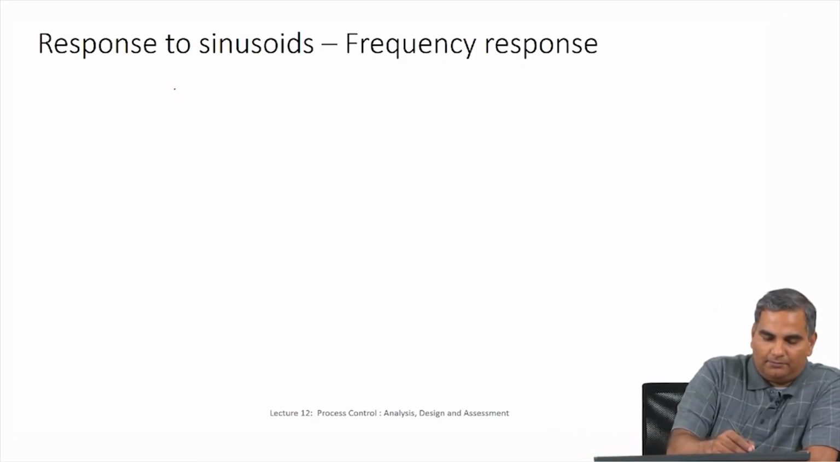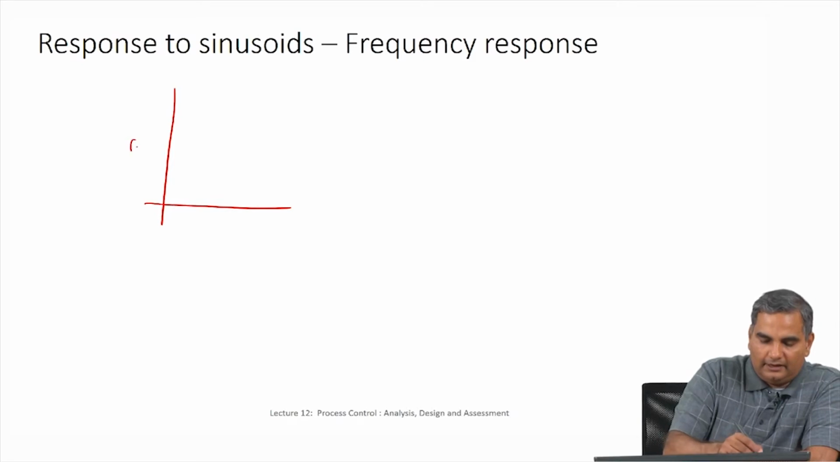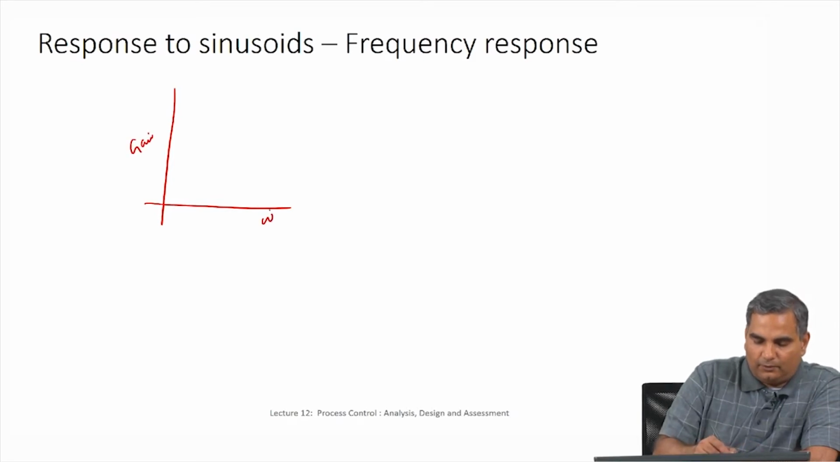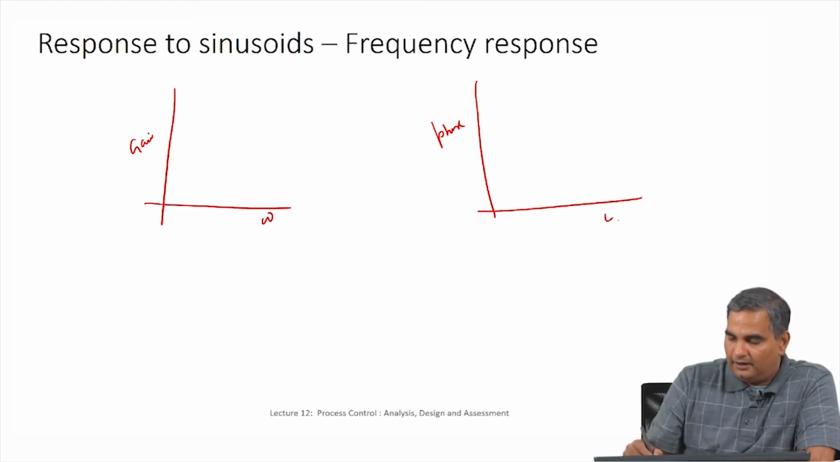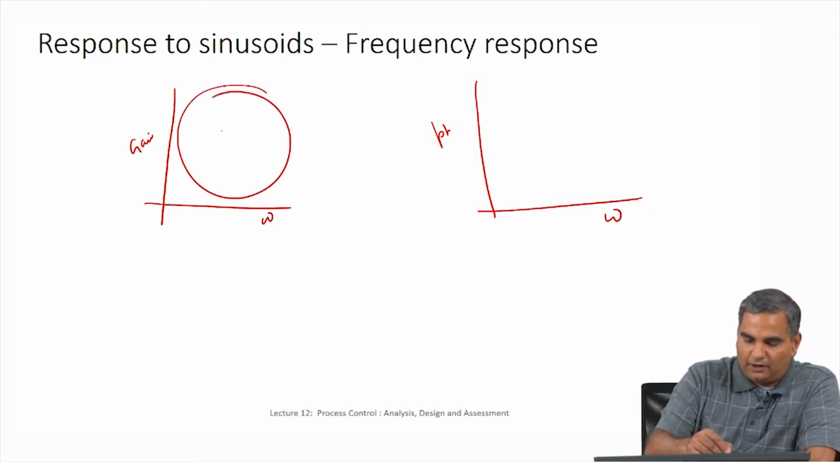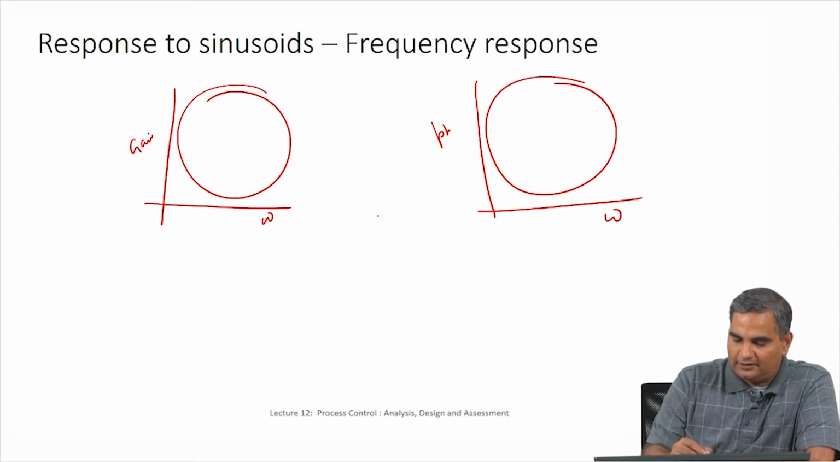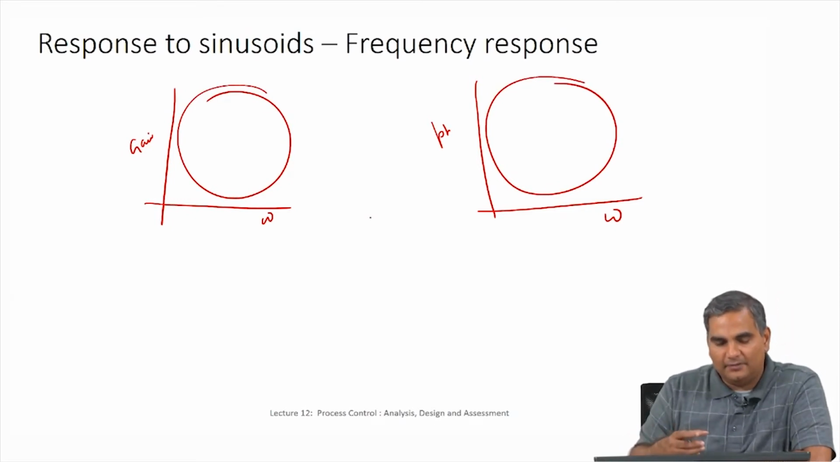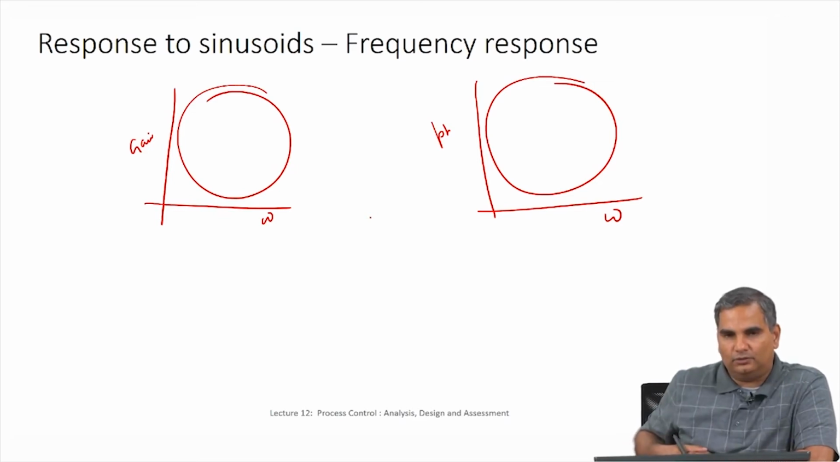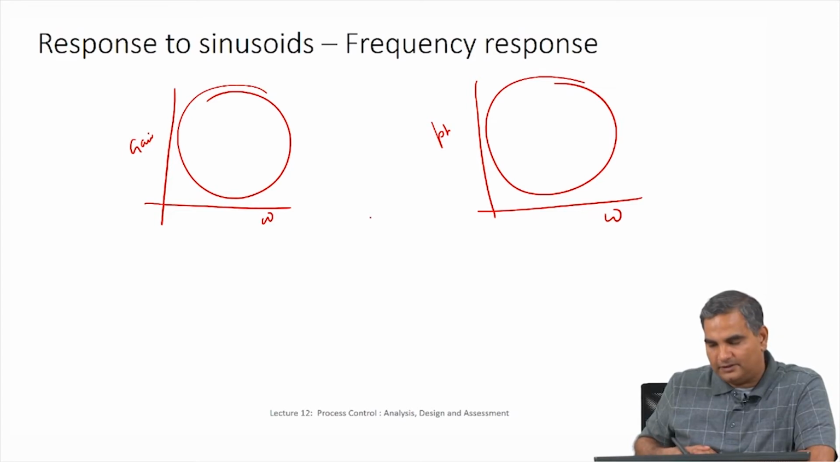So, you could basically plot the gain as a function of omega and the phase as a function of omega, and the way this plot and this plot looks actually describes the underlying system. So, you can understand what the underlying system is by looking at these two plots carefully, and when you do that, this is called the frequency response analysis of the system.